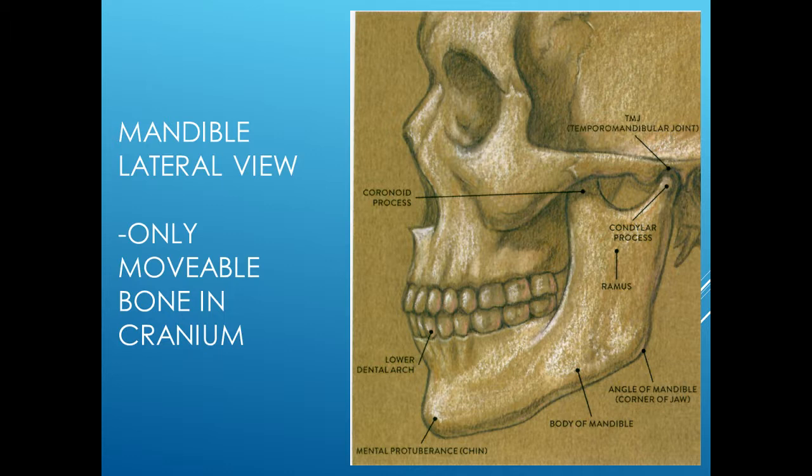All right, this is the ramus. Here's the angle of the mandible, which is the corner of your jaw. You can feel that, and it changes depending on how you move your jaw when you're talking and eating. Here's the body of the mandible, and the mental protuberance, which is called the chin. And then we have the upper and lower dental arches.